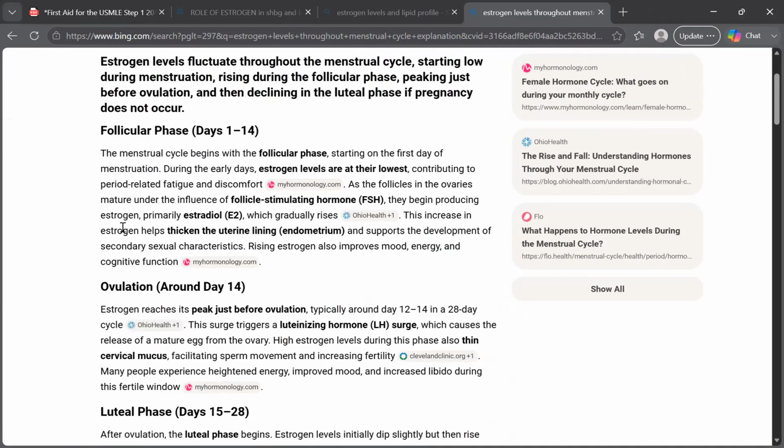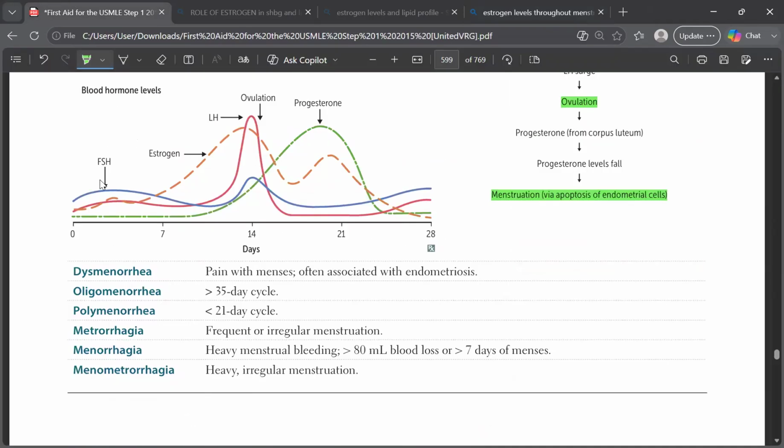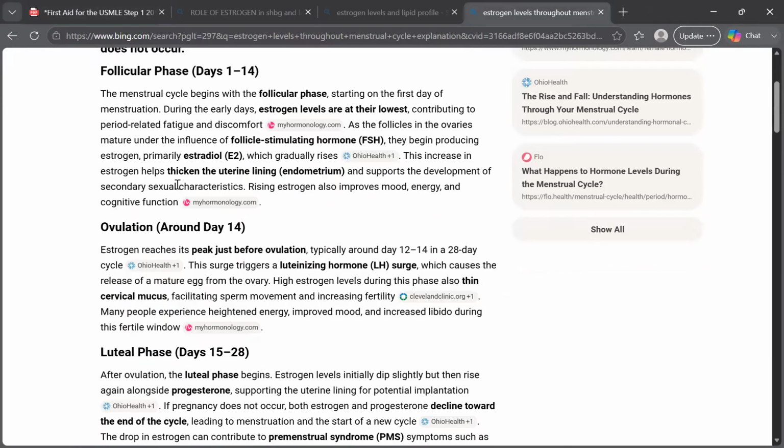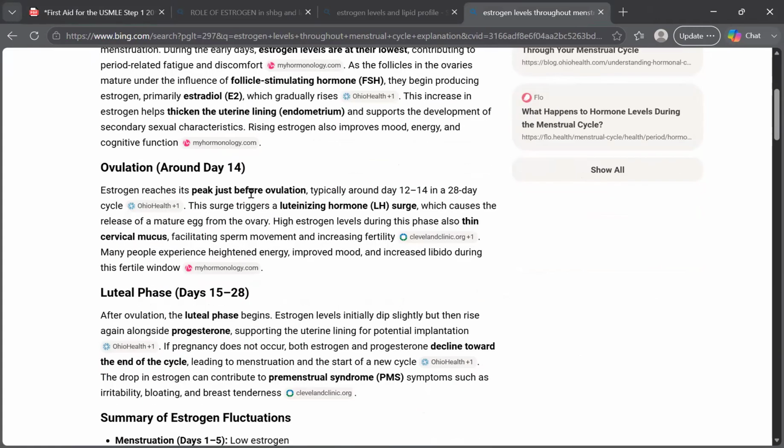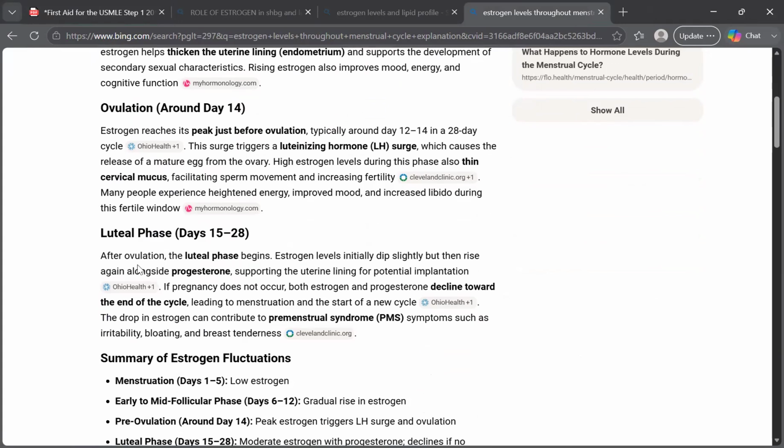Rising estrogen also improves mood, energy, and cognitive function. So the basic rise we saw here caused an increase in the functioning of the body and the mood, and also caused the thickening of the endometrium. Around ovulation, it reaches its peak just before ovulation, typically around day 12 to 14 in a 28-day cycle. This surges LH and also causes thinning of the cervical mucus, facilitating sperm movement. And during the luteal phase, estrogen levels initially dip but then rise again alongside progesterone, supporting the uterine lining for potential implantation.